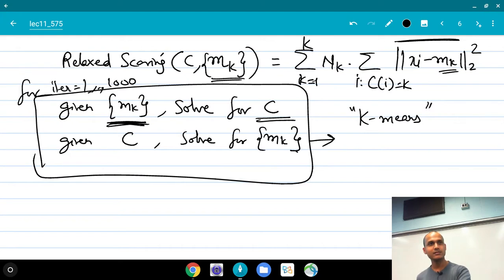Yeah. Just a question of terminology. When you're measuring the distance from each point to the mean, these are all vectors in R^p. Yeah, that's k-means.